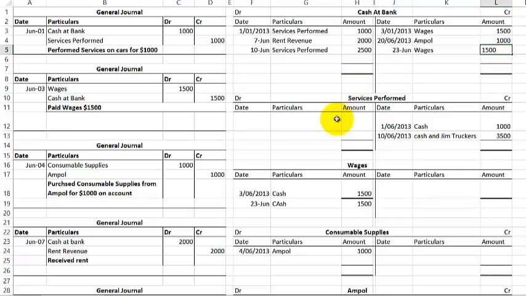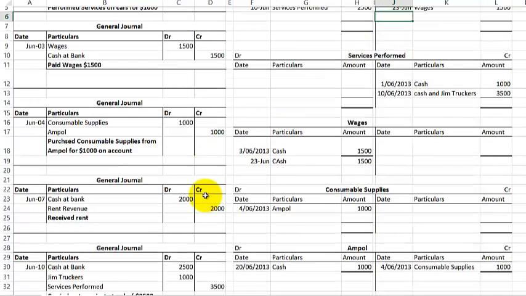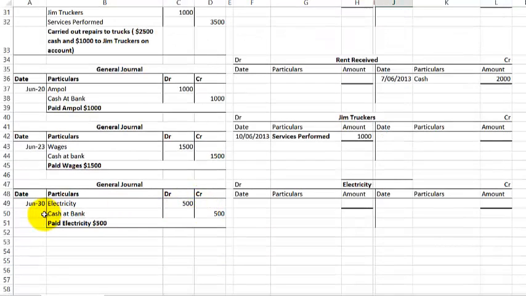And we've got one more entry to make, and that's the last entry. And that's to do with electricity. So that happened on the 30th. It was also for cash, so $500. So what we've done, we've posted this debit entry to the debit side of the electricity account. And lastly, we've got to put in this $500 entry to the cash at bank account. That is up the top.